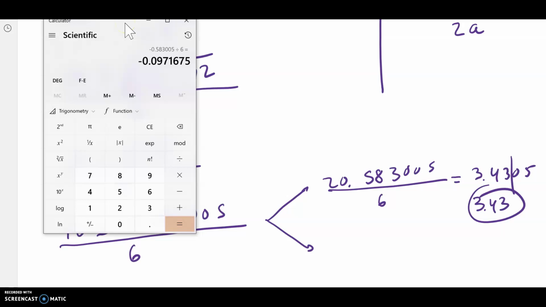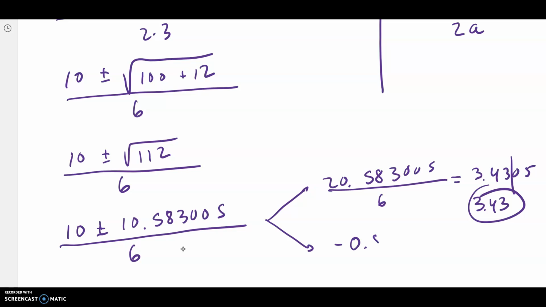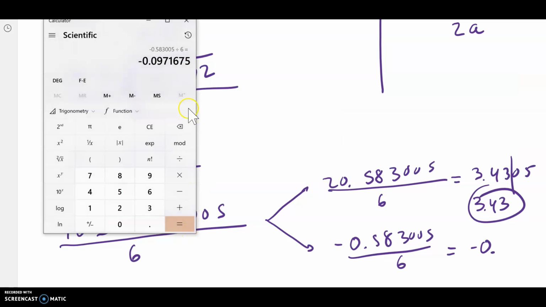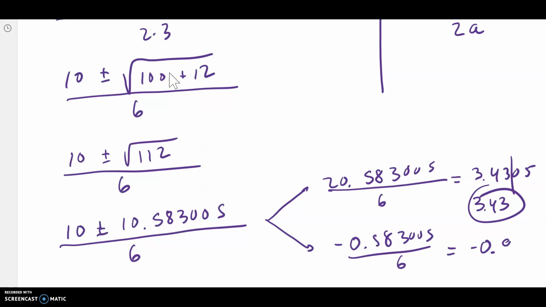So first of all, when I subtracted, I had negative 0.583005 divided by 6, and the answer was negative 0.097. Round to 2 digits, and so that would be 0.09. The next digit over is 5 or more, so round up to negative 0.10. Okay, so those are my 2 solutions in decimal form.